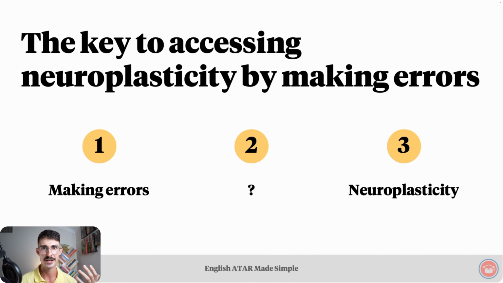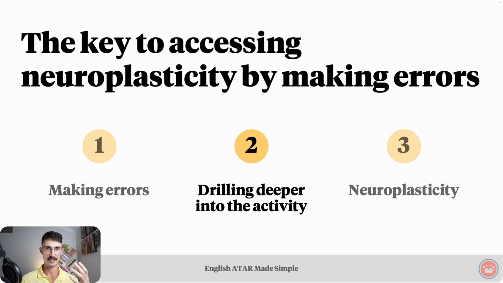The question that arises is, how do we go from making errors to neuroplasticity, or remembering and learning stuff? The making errors part, that's step number 1, and neuroplasticity, that's our end goal. What has to happen in the middle? It involves drilling deeper into the activity that you're performing. This might sound a bit annoying because most of us get pretty frustrated and annoyed when we make errors.